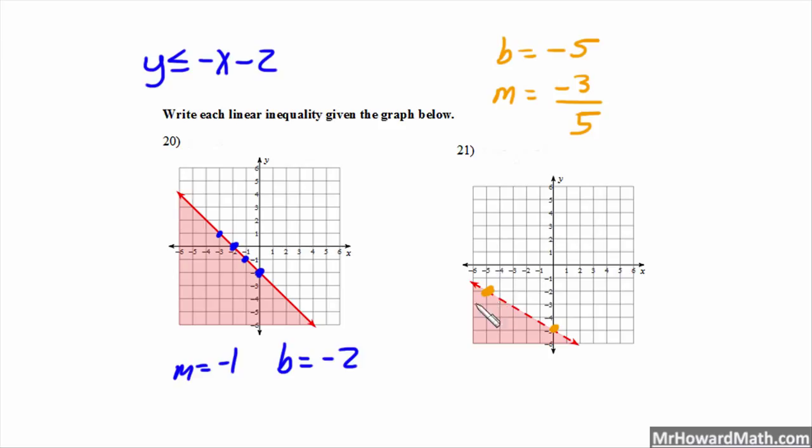So also we're shaded below and the line is dashed. So that would be y is less than negative 3/5 x, subtract 5. And that would be for that inequality. Again, let's review. Less than because we're shaded below. No equal to here, no equal to because the line is dashed.